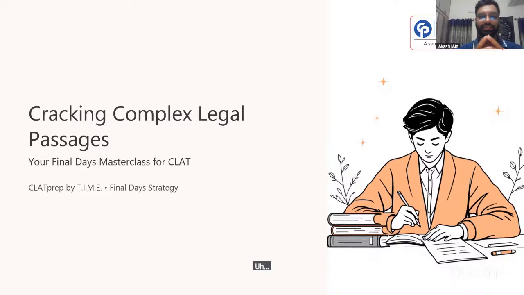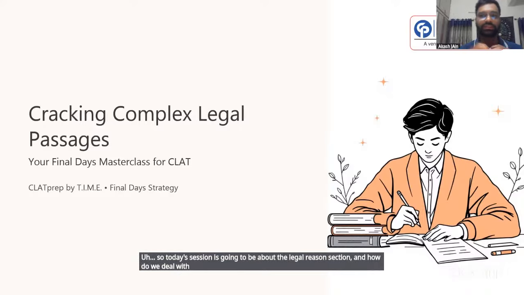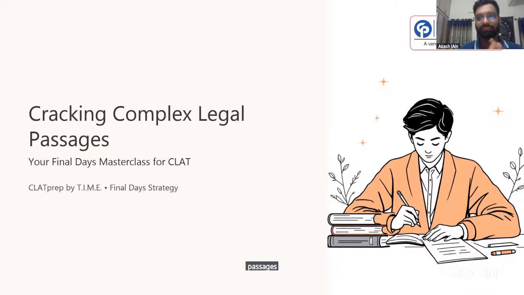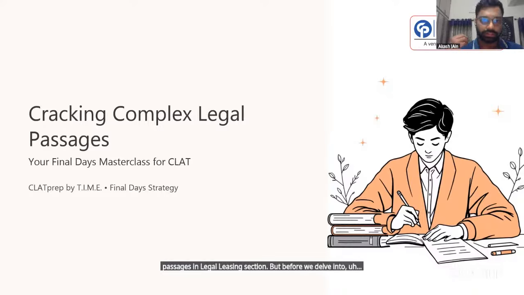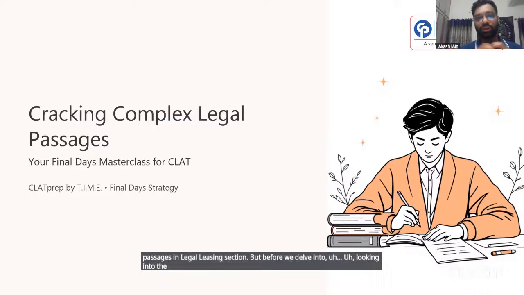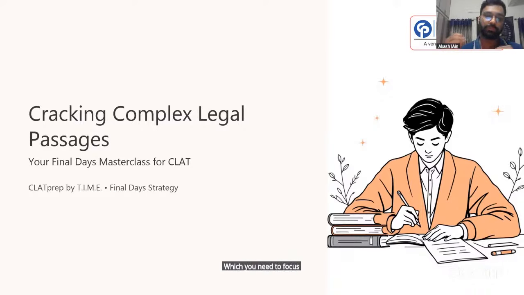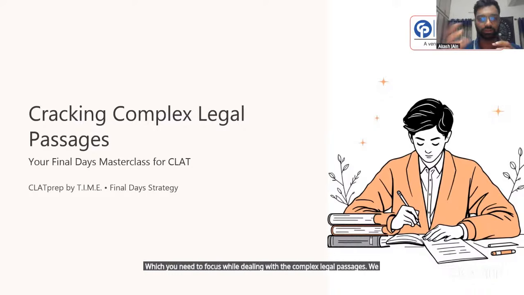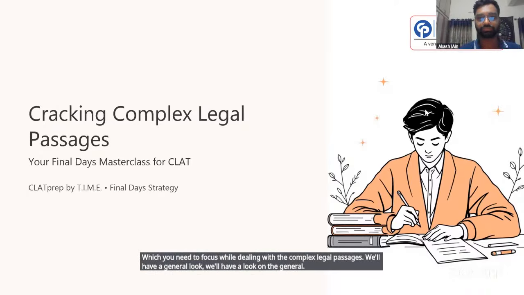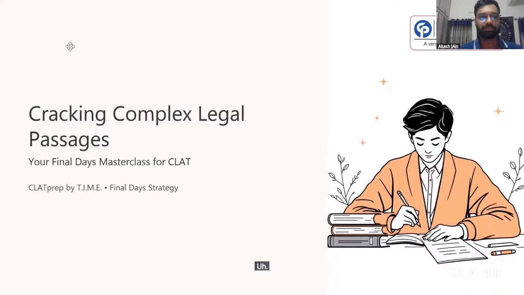So today's session is going to be about the legal reasoning section and how we deal with the complex passages in the legal reasoning section. But before we delve into the keys or the areas which you need to focus on while dealing with complex legal passages, we'll have a look at the general things that you must keep in mind while solving the legal reasoning section.